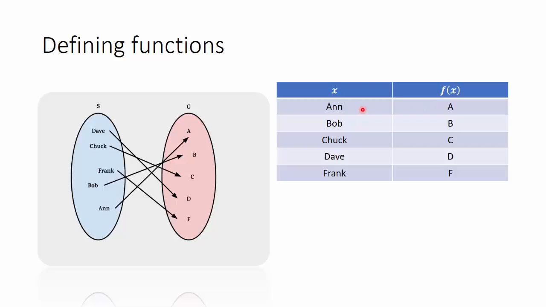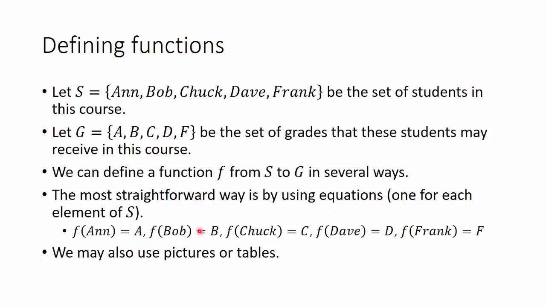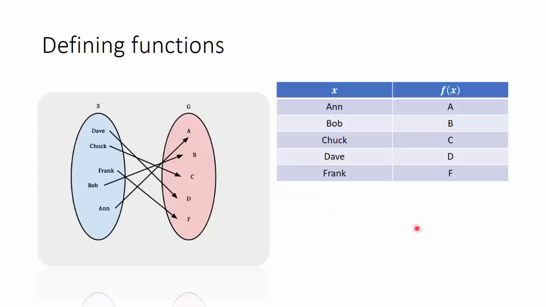So the output that corresponds to input Ann is A. So F of Ann is equal to A. The output that corresponds to Bob is B. The output that corresponds to Chuck is C. The output that corresponds to Dave is D. The output that corresponds to Frank is F. So we can define a function by writing down some equations. We can define a function by using a picture.